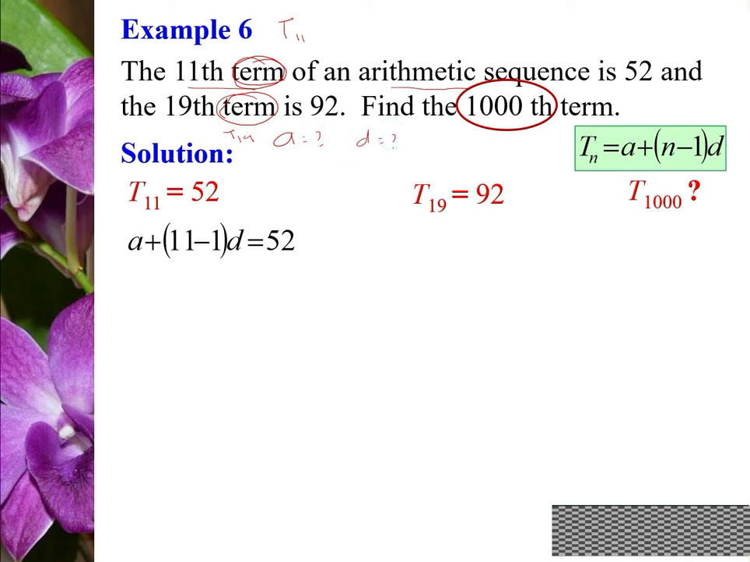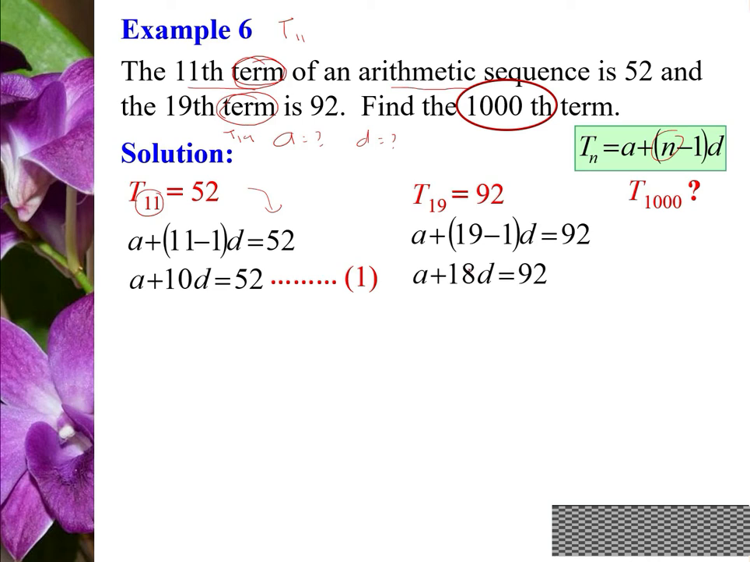Don't worry, we can just substitute in the information given. T11 here, we know that this 11 refers to the n. Just substitute n = 11 into the formula of Tn and equate it with the value of the 11th term. Simplify this and you get the first equation. Do the same thing for the next term, which is 19, and simplify and you get the second equation. To find the values of A and D, you just have to solve the first and second equations simultaneously.